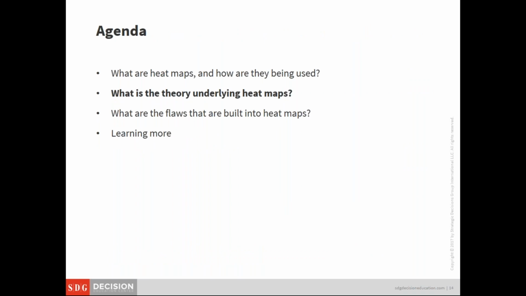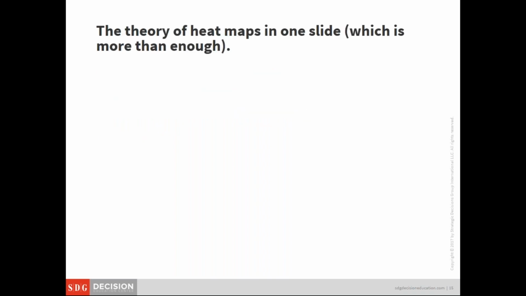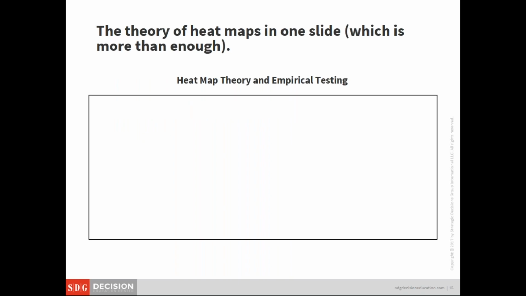So that's an introduction. The next section here is, well, what's the theory underlying these heat maps? And does it matter how you create them? Do the buckets have to be the same size? Can they be different sizes? Does it matter when you multiply these numbers together? And the theory is easy to put on one slide, and I have all of the theory within this box.